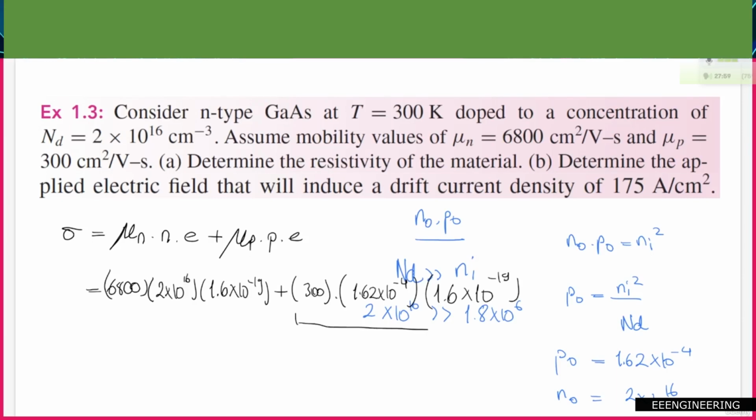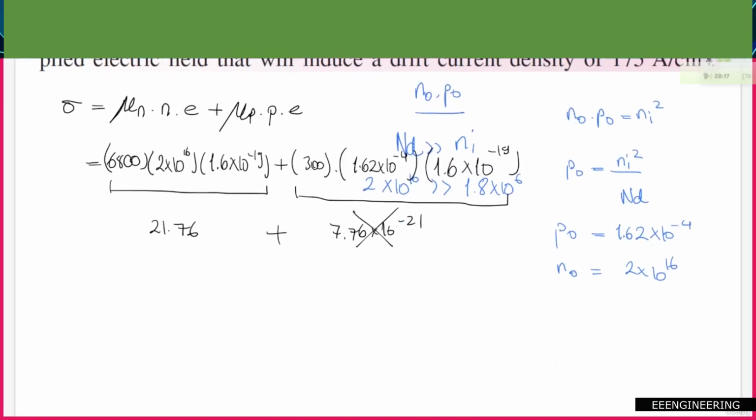I'm sorry to put that in here, but I just need to move on. As you can see, this part is again ignorable, because when you calculate the contribution of this part, it comes out to something like 7.76 times 10 to the minus 21. So you can ignore this part totally. So the conductivity is going to become 21.76. This is good news. You know why? Because since we have the conductivity, we can easily get the resistivity.